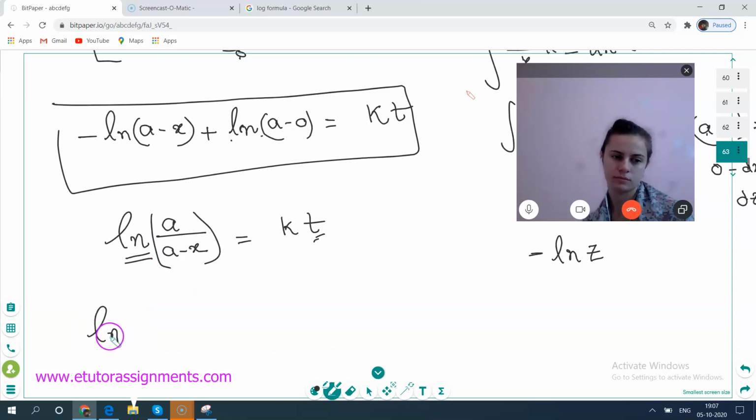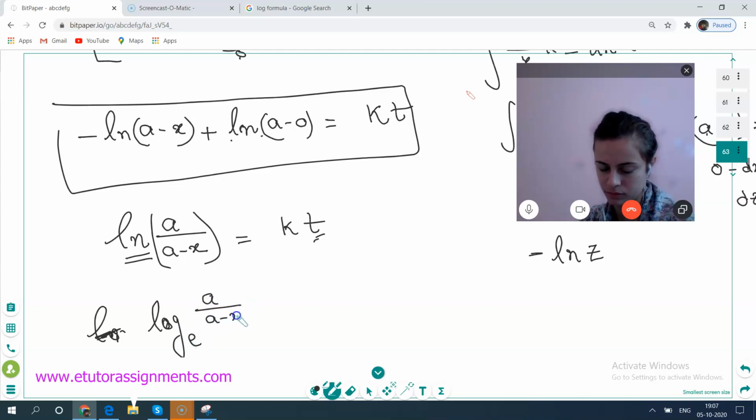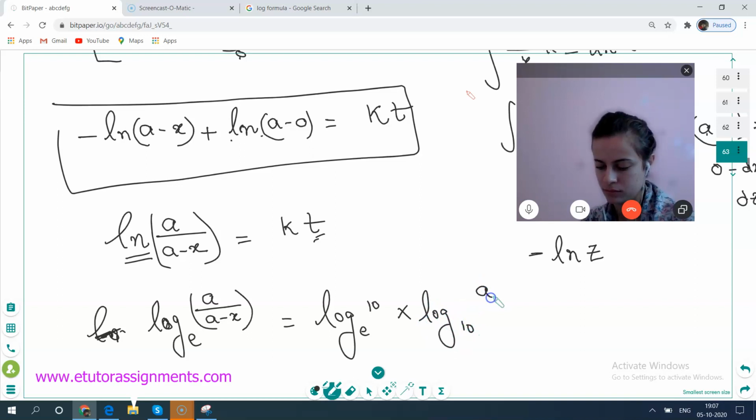What will we change it to? ln, we can change it to log. Sorry, ln means natural log, log e power a by a minus x. Correct? Or we can write, just now I told you, log e 10 into log 10 of a by a minus x is equal to kt. Can I write or not? Please tell me.